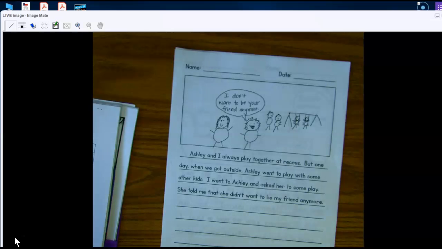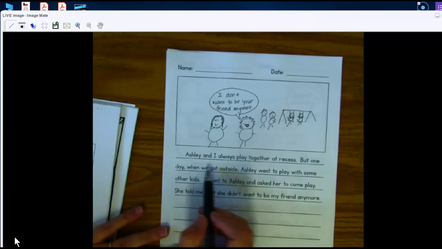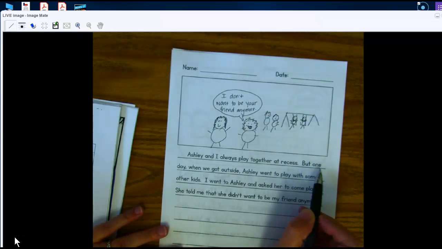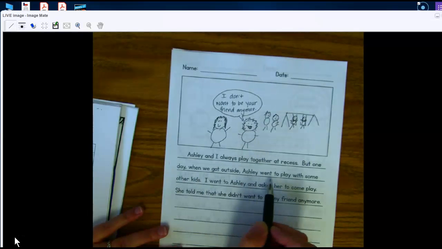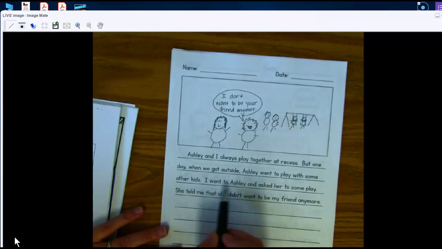So this is in the actual story where you write. And a lot of you have been doing this in your story, but you don't know how to really write it, and that's with quotation marks. We put quotation marks around what the person said, so the reader knows what the person said and not what you're saying. So Ashley and I always play together at recess, but one day when we got outside, Ashley went to play with some other kids. I went to Ashley and asked her to come play.